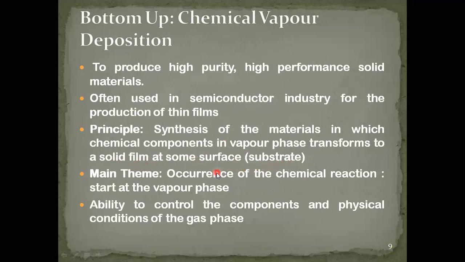What is the main theme here? The key point is that we are giving some X material as a gas, and that is going to transform into a solid. How is it going to transform? It starts in the vapor phase itself, so the chemical reaction starts in the vapor phase. The main advantage of chemical vapor deposition is the ability to control the components and physical conditions. We are able to control the components, which we were not able to do earlier in the ball milling technique.